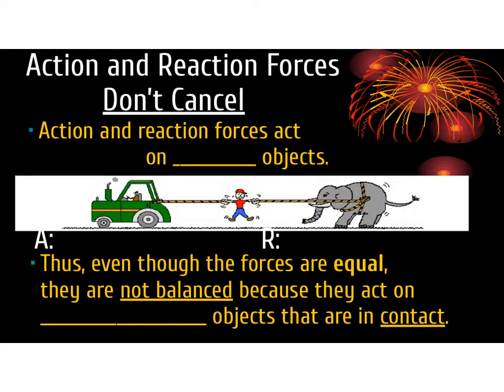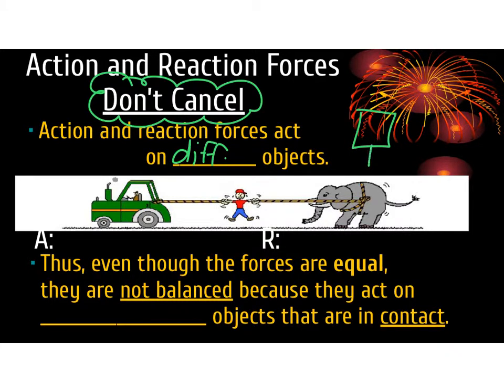Now, as we think about these action-reaction forces, we have a tendency to think about them canceling out and becoming balanced, but they actually will not cancel out. Action-reaction forces don't cancel, and that's because they're happening on different objects. When we did our free body diagrams before, and we talked about balanced forces, they were happening on the same object. However, the action-reaction forces are happening on different objects, so it's not possible for them to cancel out.